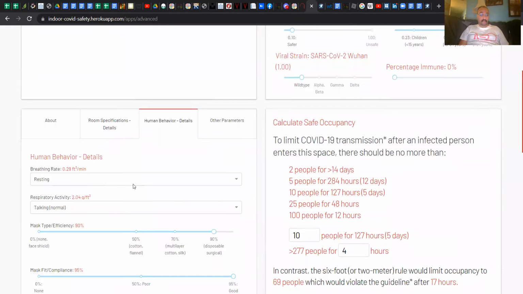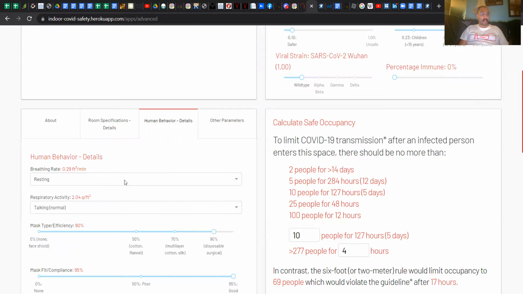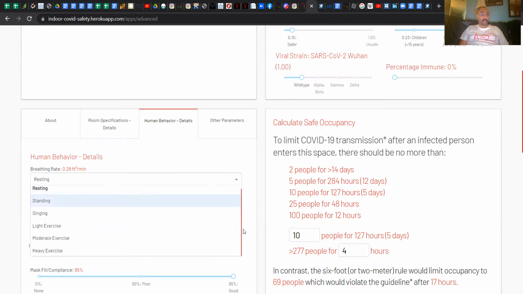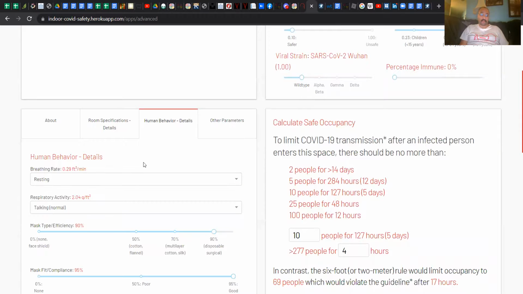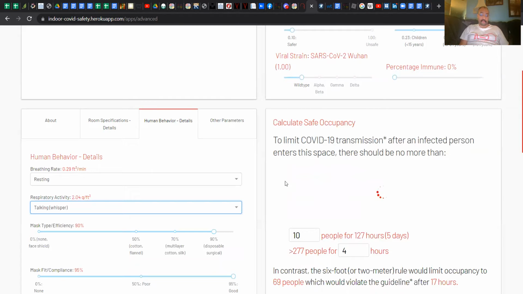Next, human behavior. We're resting. So this means that we're generally sitting down. Not generally singing or standing or doing light exercise. We're generally resting. But again, this is a variable. So if you want to see what it looks like when we're singing, you can pick that. Our respiratory activity is talking normal when we do talk.